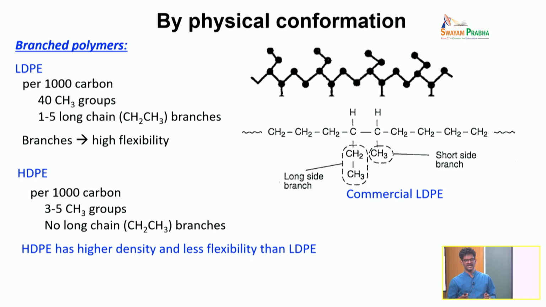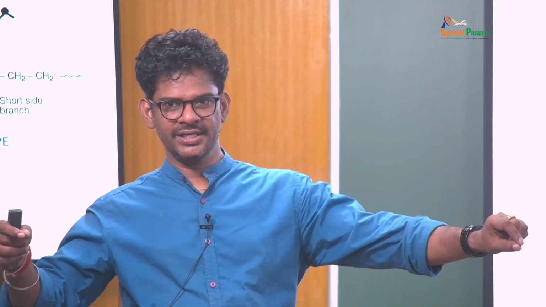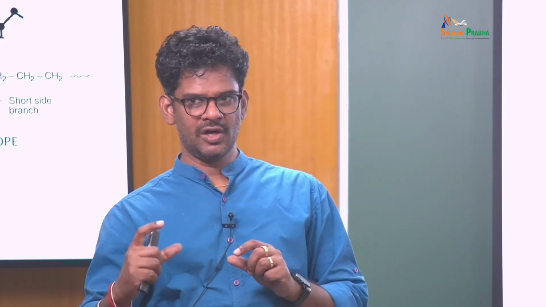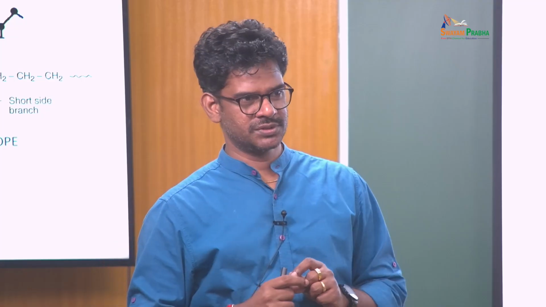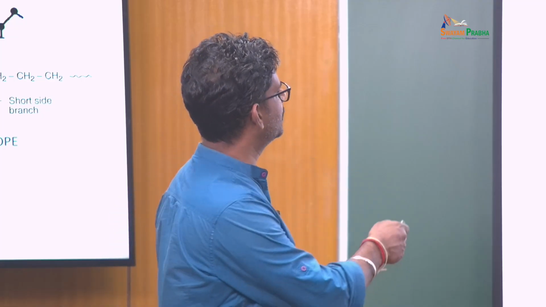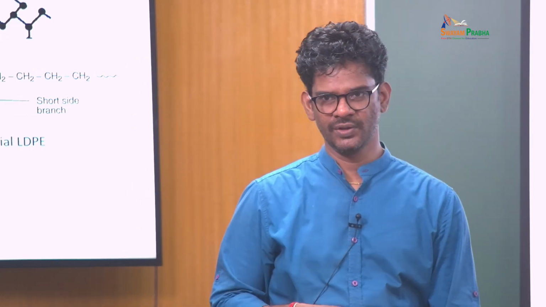Low density polyethylene, which is very flexible material, is manufactured by taking a linear polyethylene chain and then introducing a few side groups. These side groups could be shorter or longer. The shorter ones are methyl groups, the longer ones are ethyl groups. And this tells you the density. For every 1000 you have 40 small groups and 1 to 5 long chain groups. That's the characteristic of a low density polyethylene.